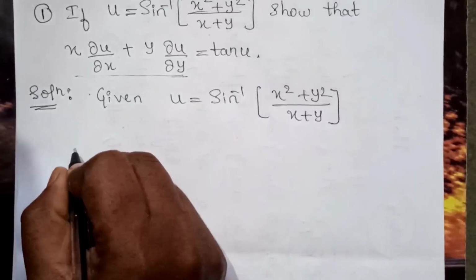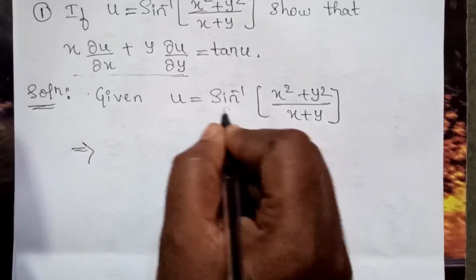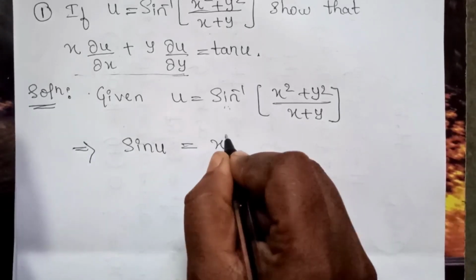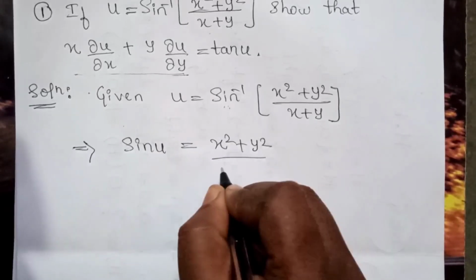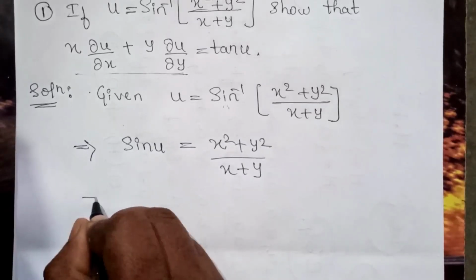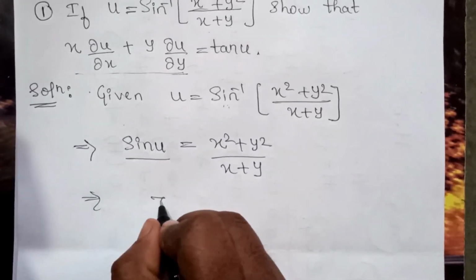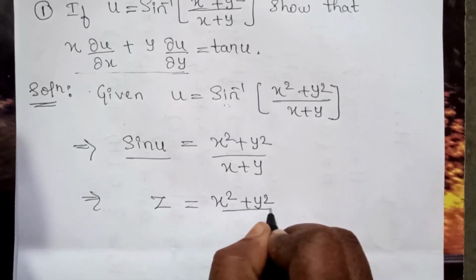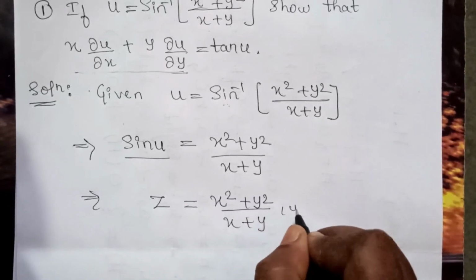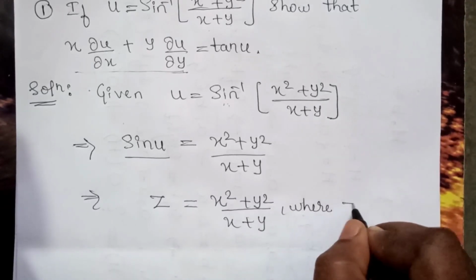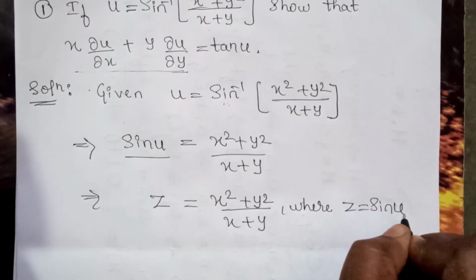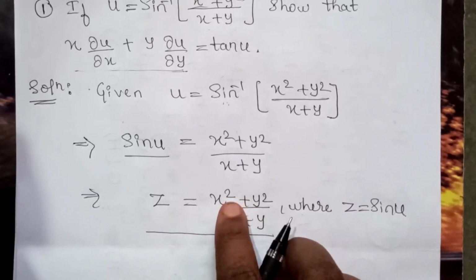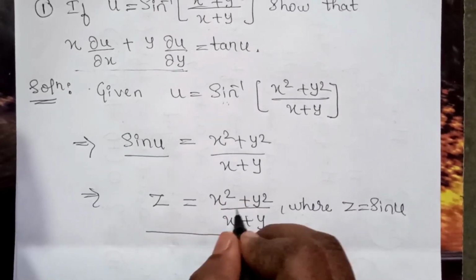So see here, on taking sine inverse to the left side, we get sine u equals (x square plus y square) divided by (x plus y). Next, I will represent this sine u by z, another variable. Then we get z equals (x square plus y square) divided by (x plus y), where z equals sine u. Now you can observe that this is a homogeneous function of order 1.